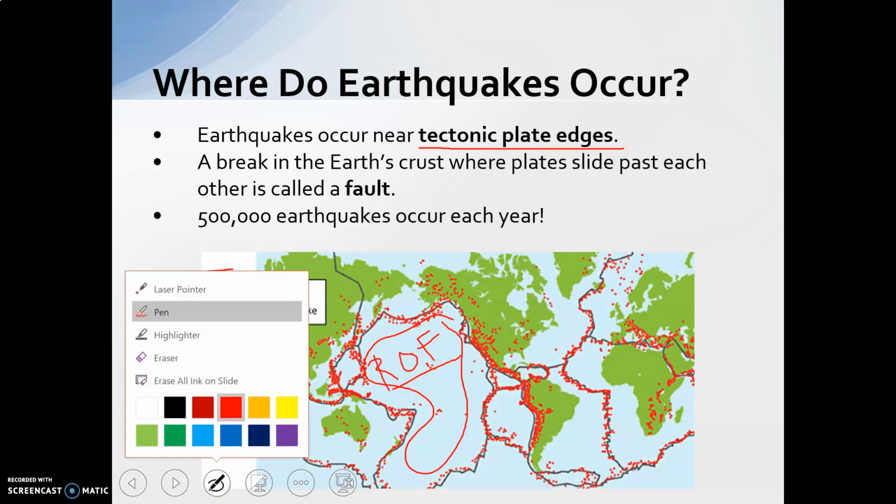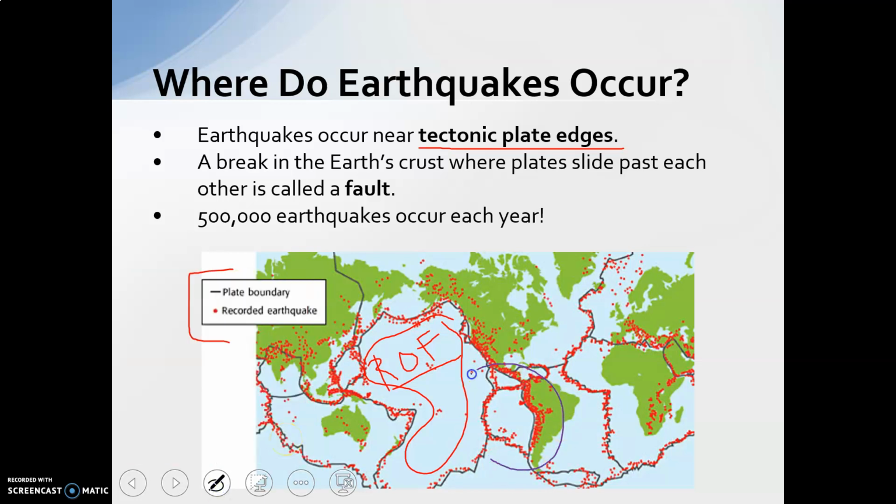Let me switch colors here so you can see. These are subduction zones, okay? So lots of subduction zone earthquakes, lots of earthquakes along the transform boundary, that's the San Andreas Fault, and then, of course, a lot along the ring of fire. So anywhere earthquakes occur, it's occurring along a fault, okay? And that's a break in the Earth's crust where the plates slide past. About 500,000 earthquakes occur every year, keeping in mind you don't feel them until they're 2.5 or greater.